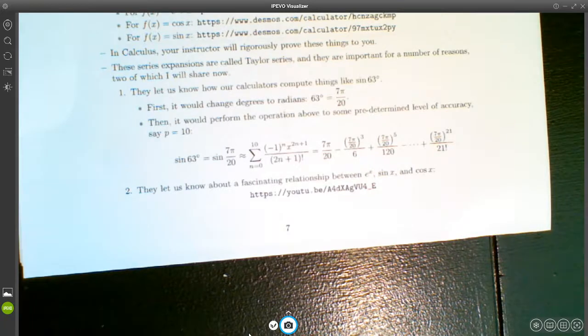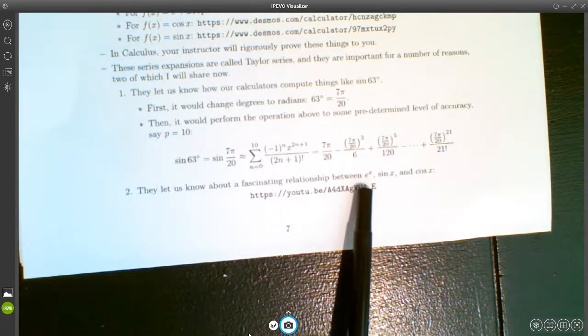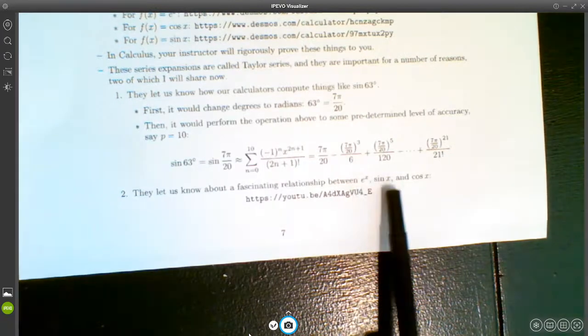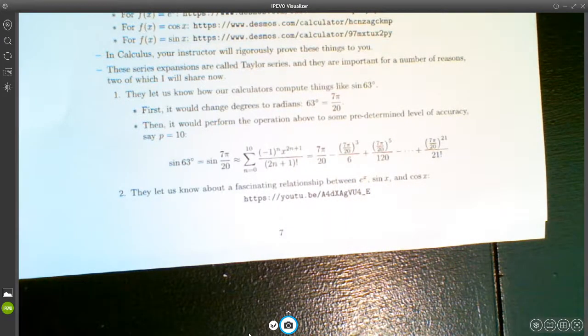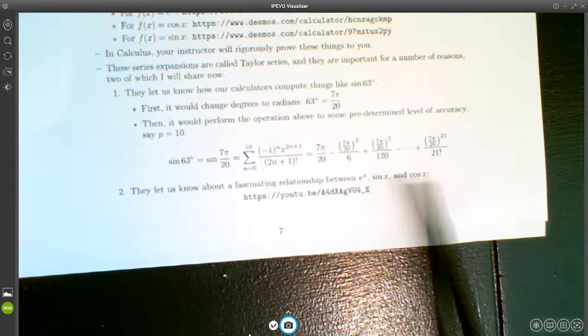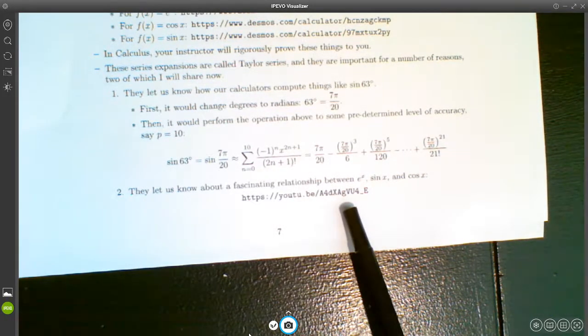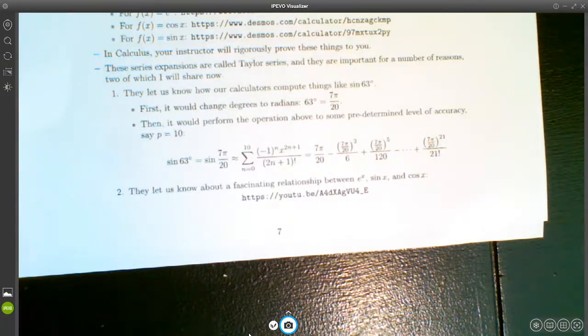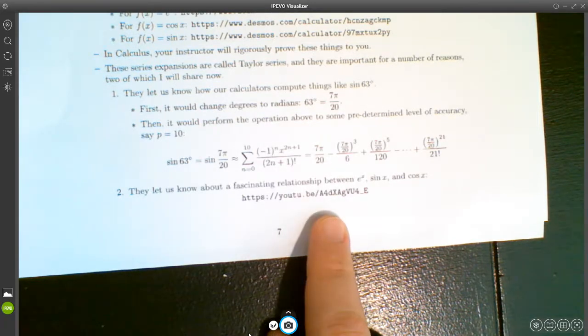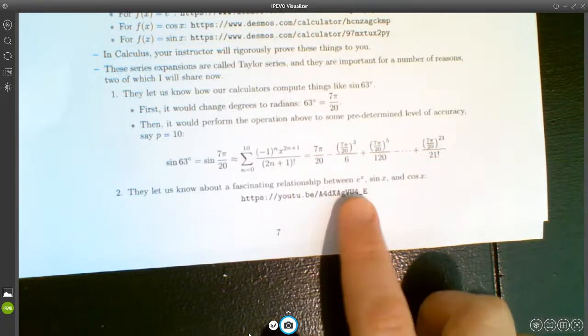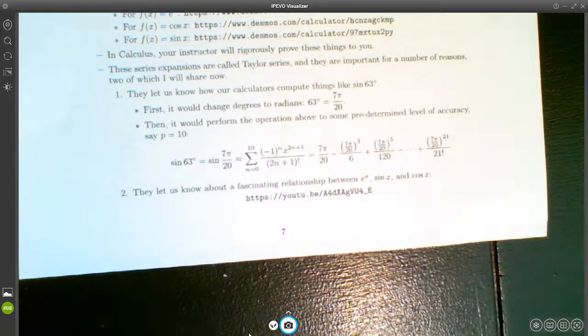The other thing is that it shows us just how related the exponential function is to the sine and cosine functions. In fact, there's a really famous formula called Euler's formula that connects these three concepts together. I have a YouTube video, and here's a link to that. I'm going to post the video in our Canvas course as well so that you can see it. I would highly encourage you to watch it. It's really cool, all about Euler's formula and how these three things are really closely interconnected.